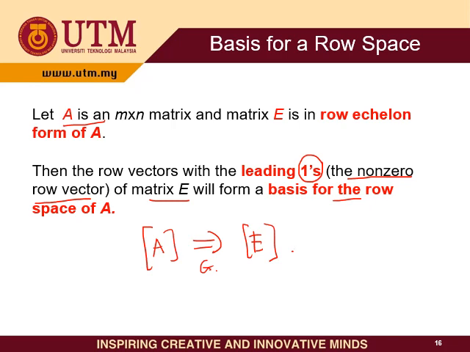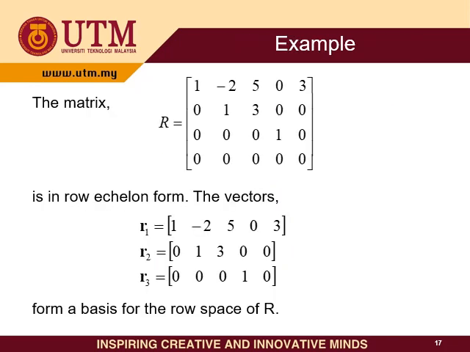Matrix A is in row echelon form. Let's see our first example. They give us matrix R, and as you can see, matrix R is already in row echelon form, and it already has leading ones. Remember, we need to reduce the matrix into row echelon form with leading ones.